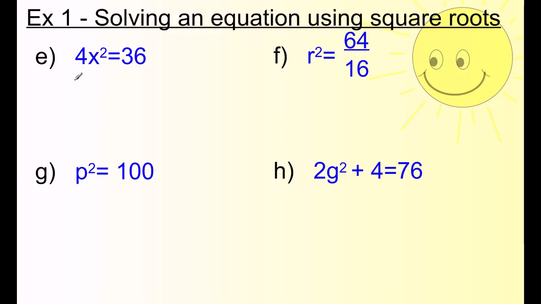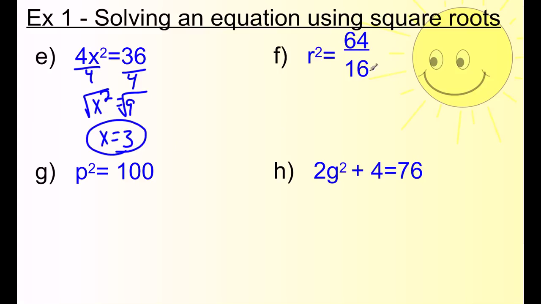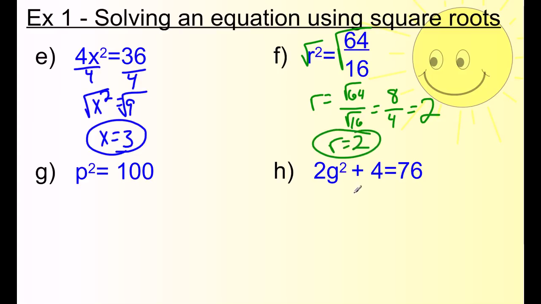Alrighty, I'm going to fly through these since you should have already done them. So we start by divide by 4 on both sides. X squared equals 9. Square root, x equals 3. I'll switch colors. Square root both sides, giving you r equals the square root of the top and the square root of the bottom. That's 8, that's 4, that's 2, so r equals 2. Square root each side gives you p equals 10.